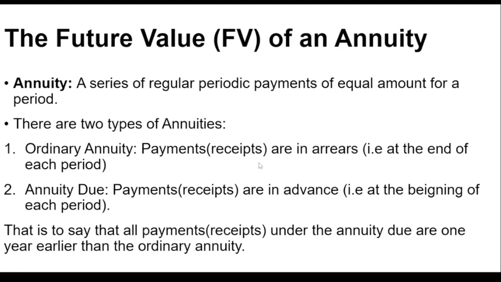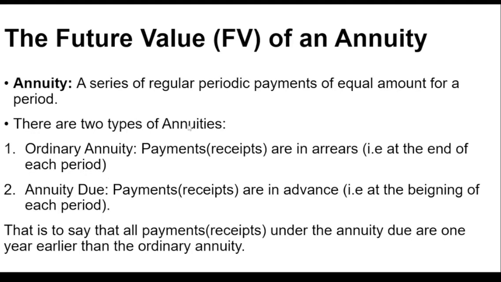Now, for calculation purposes, we have two types of annuities in financial management. The first one is ordinary annuity. And with the ordinary annuity, we are saying that payments or receipts are in arrears. That is, they occur at the end of each period. Okay, so what you are saying is that since an annuity is a series of regular periodic payments, it means the payments or the receipts are being received at the end of the period. Okay, that is what we call ordinary annuity.